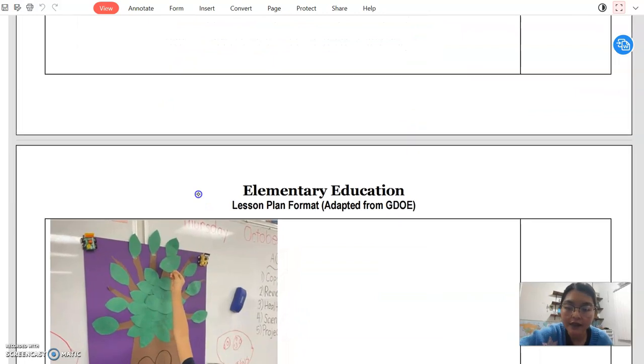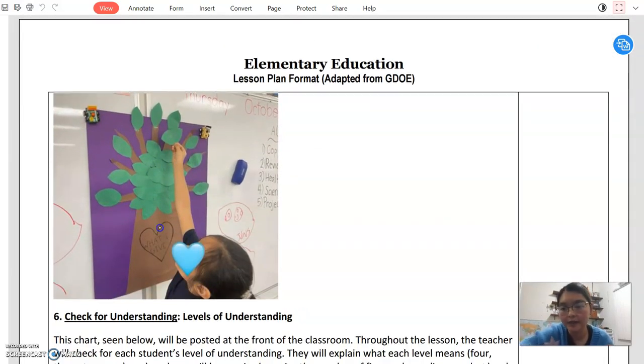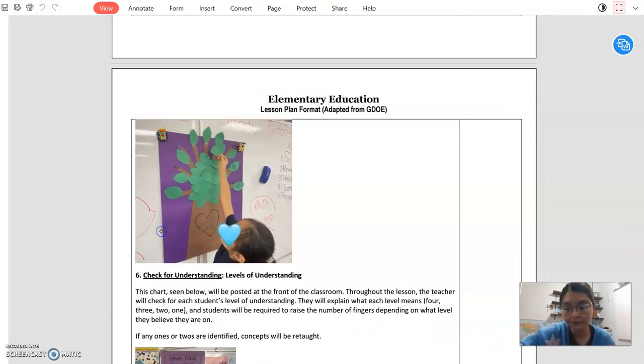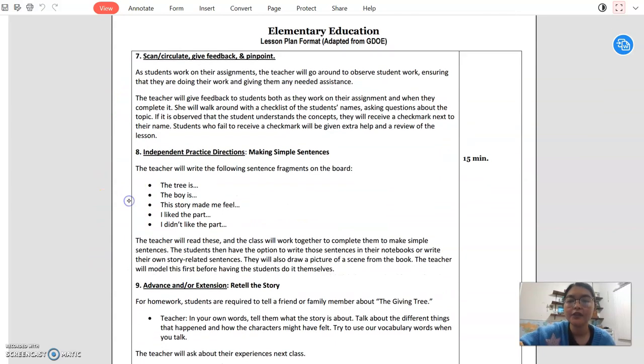where students will be given a paper leaf, as seen here. They will draw and write something that they can give, and they will post it on this board. They will choose where to post it. Then we have the levels of understanding, the scan circulating.